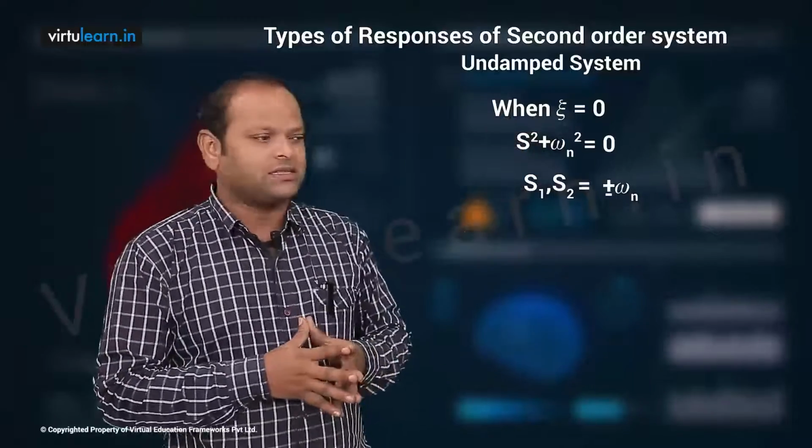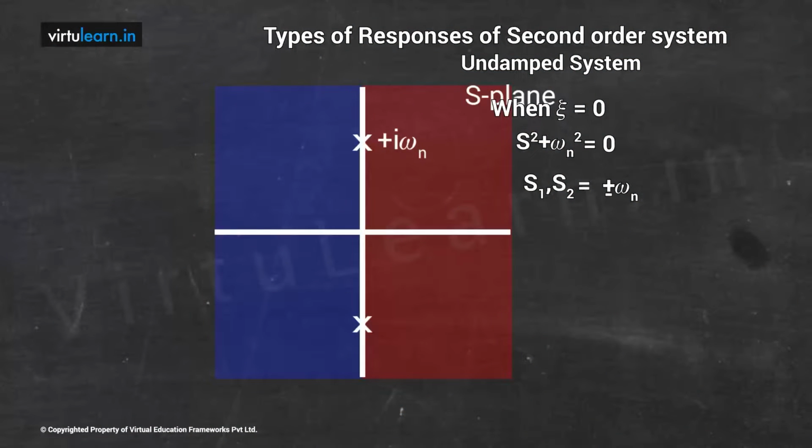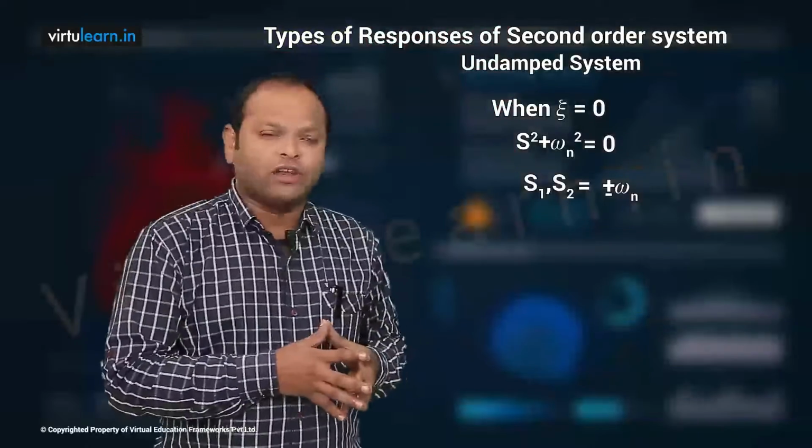the imaginary axis. One pole is on the imaginary positive side, another pole is on the imaginary negative side, and its value is omega n as well as omega n. This means the system will have continuous oscillations with a frequency of omega n. The system will be at the verge of instability, marginally stable, with continuous oscillations. So when zeta is 0, this kind of response we will get.